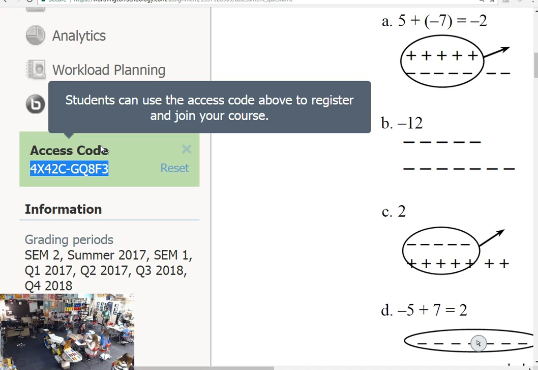So click on our book. So go to materials and then click on ebook. Go ahead and leave this page.